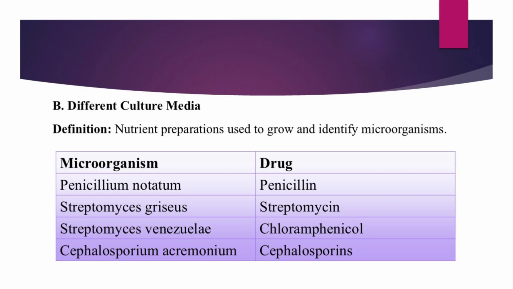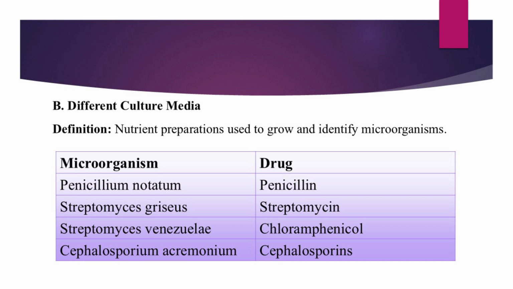This section, titled Different Culture Media, defines a culture medium as nutrient preparations used to grow and identify microorganisms in a laboratory setting. This allows scientists to study their characteristics and requirements. The accompanying table provides key examples of microorganisms and the important drugs or antibiotics they produce.